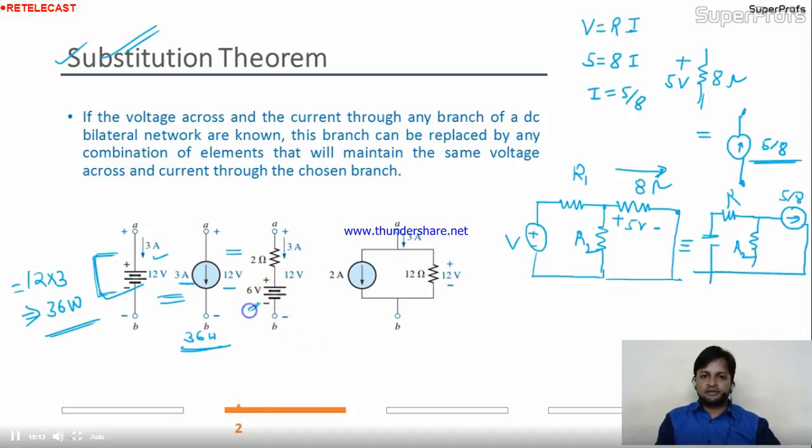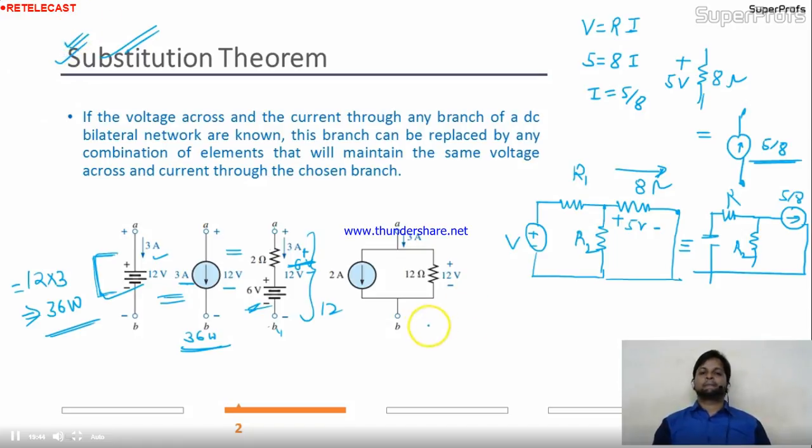Or I can replace this branch like this also. Here I am taking a 6 volt battery. Okay, fine. Here I am taking a 2 ohm resistance. In that 2 ohm resistance, the current is 3. So the remaining voltage I am getting by the dropped voltage here. 6 volt is dropped. So in the entire circuit, the voltage is 12 volt, 6 this and 6 this, total is 12, and the current is 3. Circuit parameters do not change by the substitution theorem.